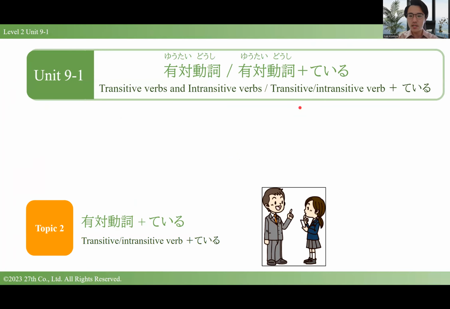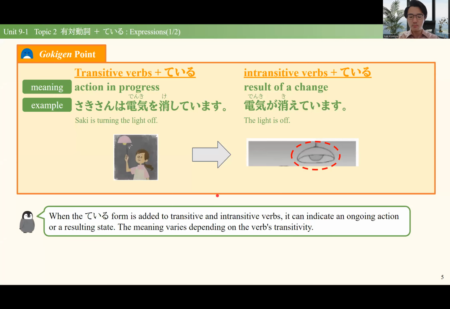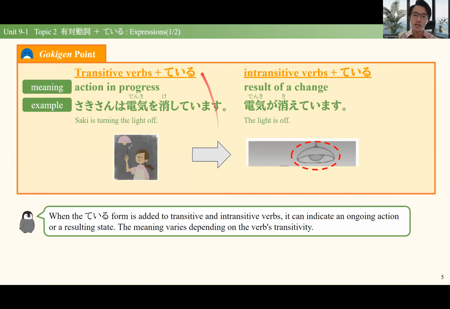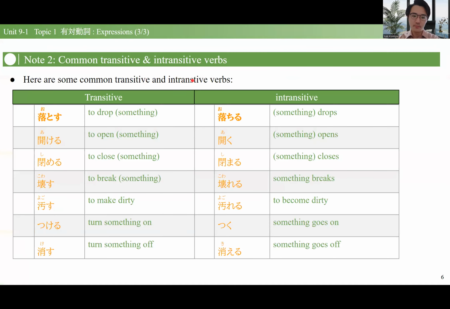So another application of the transitive and intransitive verbs, we're going to learn the transitive verbs plus teiru. As you know, teiru basically means the ing, the progressive. Like taberu becomes tabeteiru, so eating something. But when the teiru form is attached to the transitive and intransitive verbs, they mean different things. First, the transitive verb plus teiru: think of this example, kesu and kieru. Kesu means you turn something off, like a light. And kieru means something goes off, like a light goes off, a candle goes off.